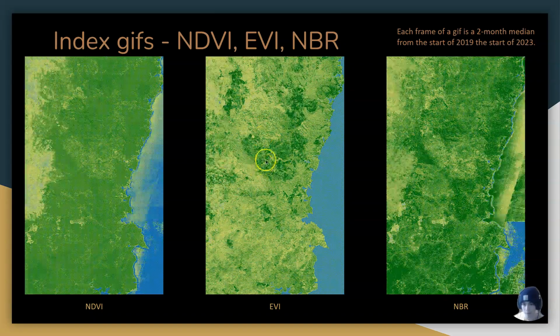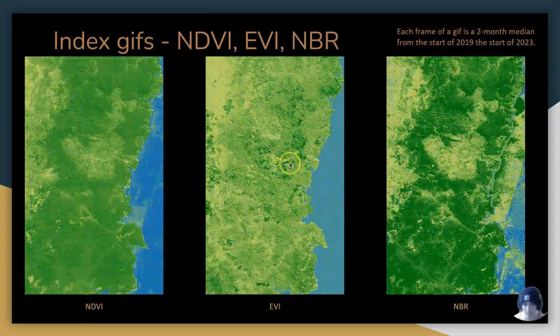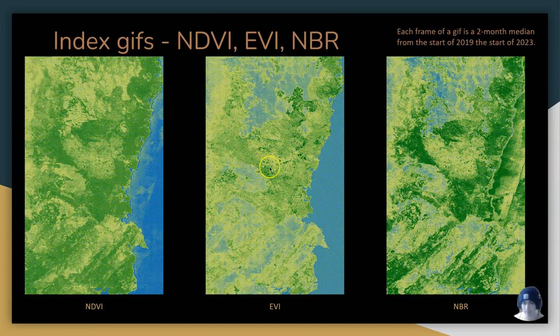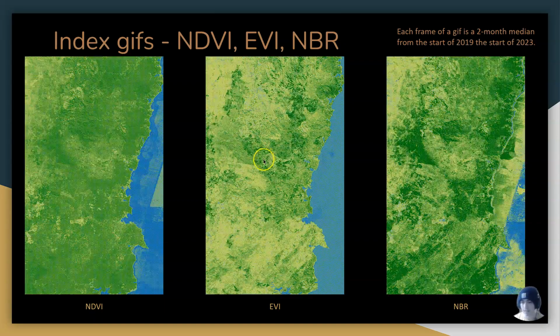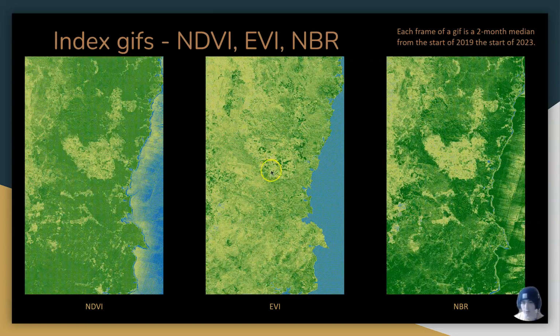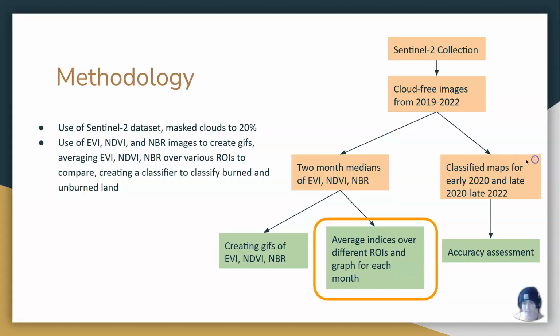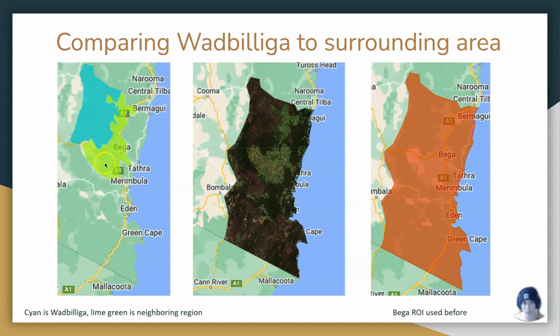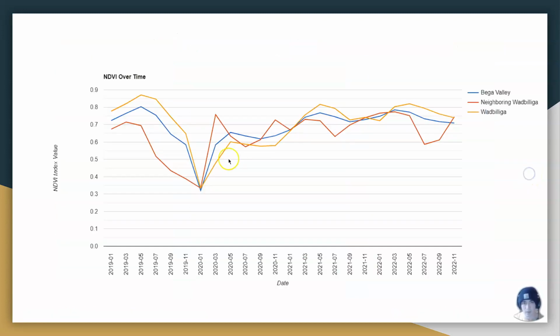One important area I want to point out is this area right here that is pretty different. It goes a lot more light green to blue during that drought period, which we'll see in the next thing, which is the average indices of ROIs. So I looked at that area and then Wadbilga, which is a national park. And then I also looked at Bega Valley as a whole, and I used those as my ROIs to compare EVI and NBR, and took average values of those.